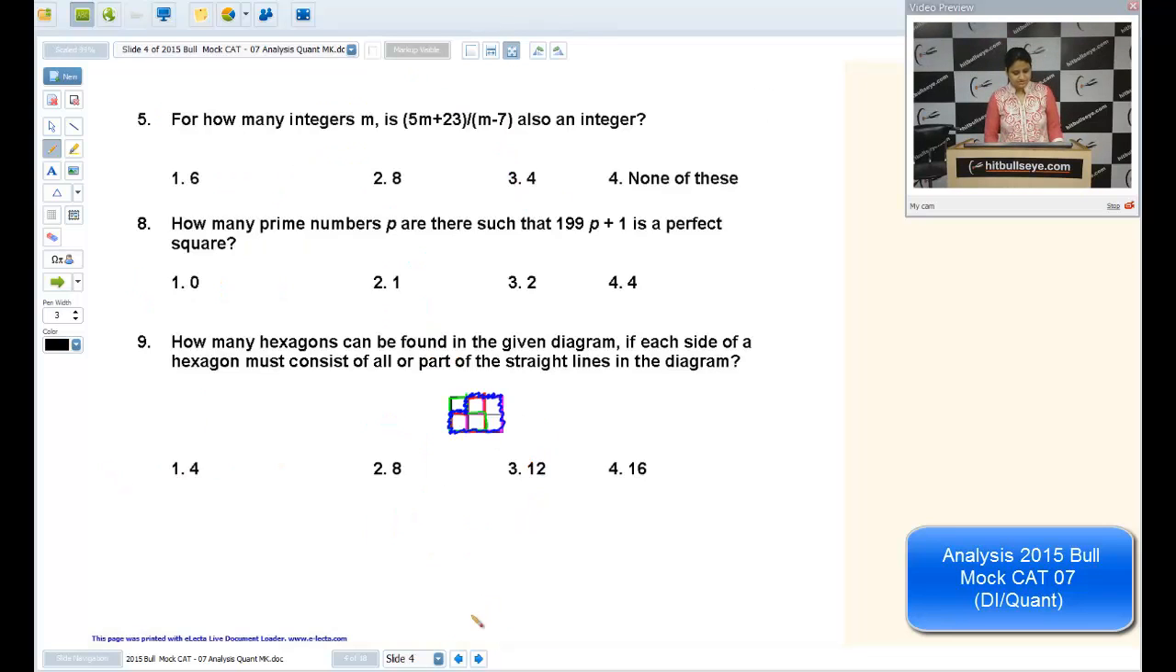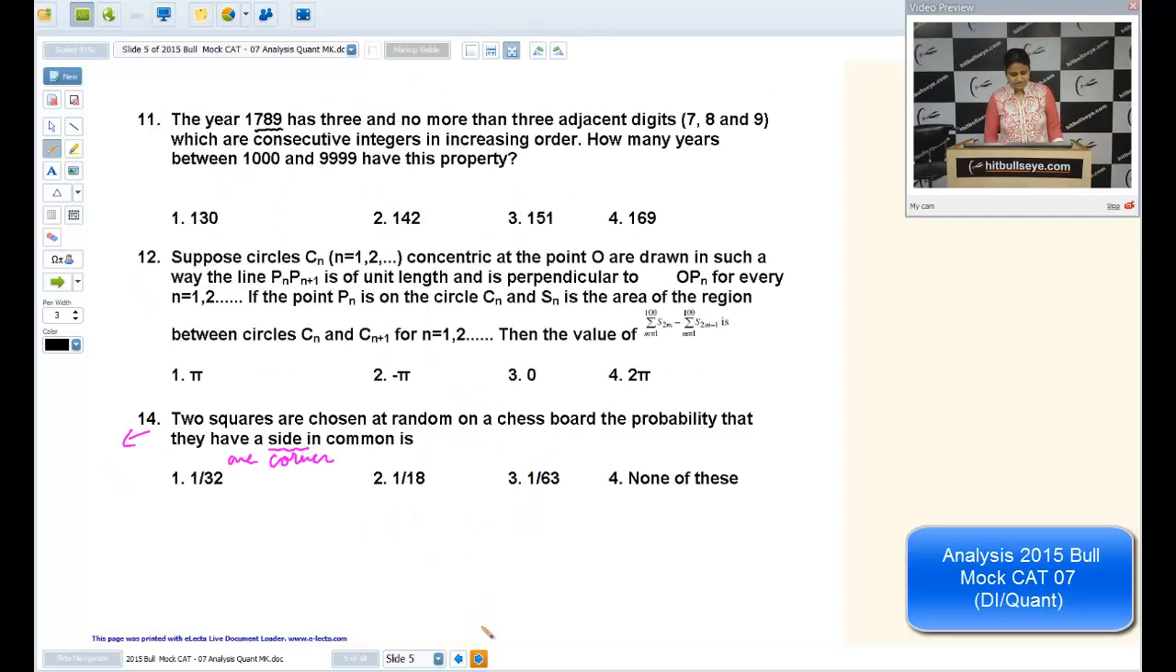Okay. Swar, you said question number 12. Question number 12 was easy. You should draw the figure of this. It says, suppose circles C and concentric at the point O are drawn in such a way that line P_n P_(n+1) is of unit length and is perpendicular to OP_n for every n. Okay. See.